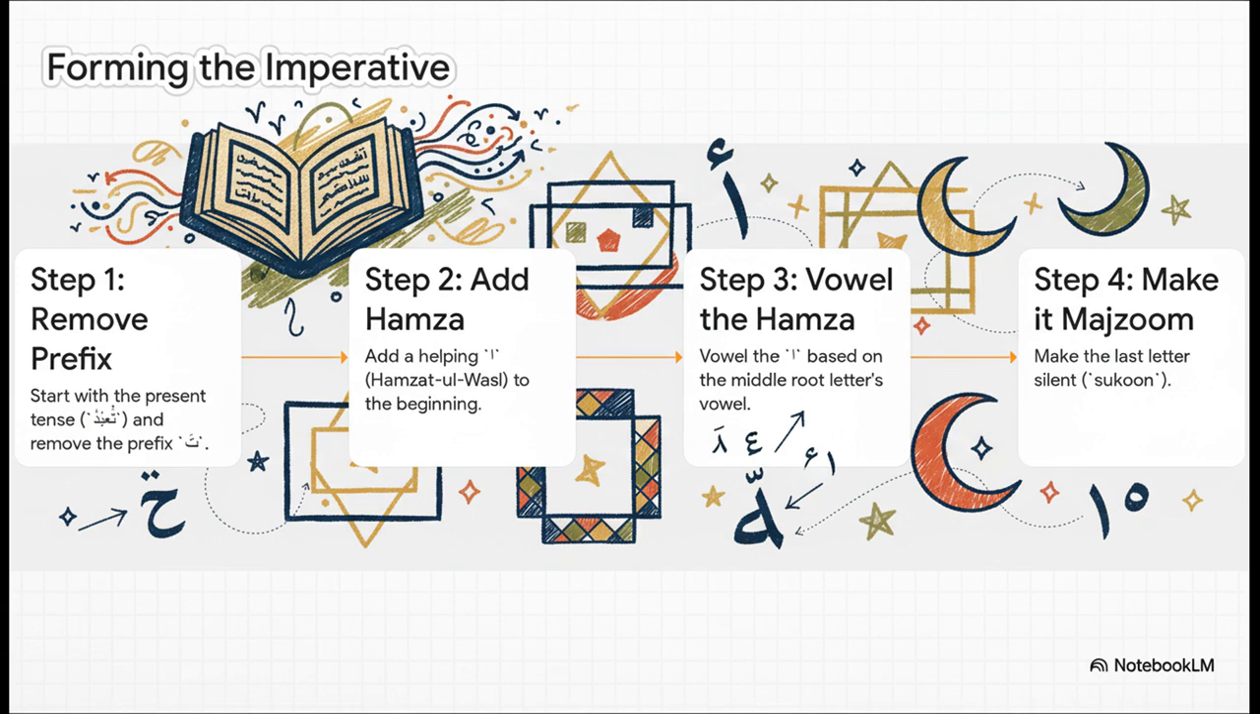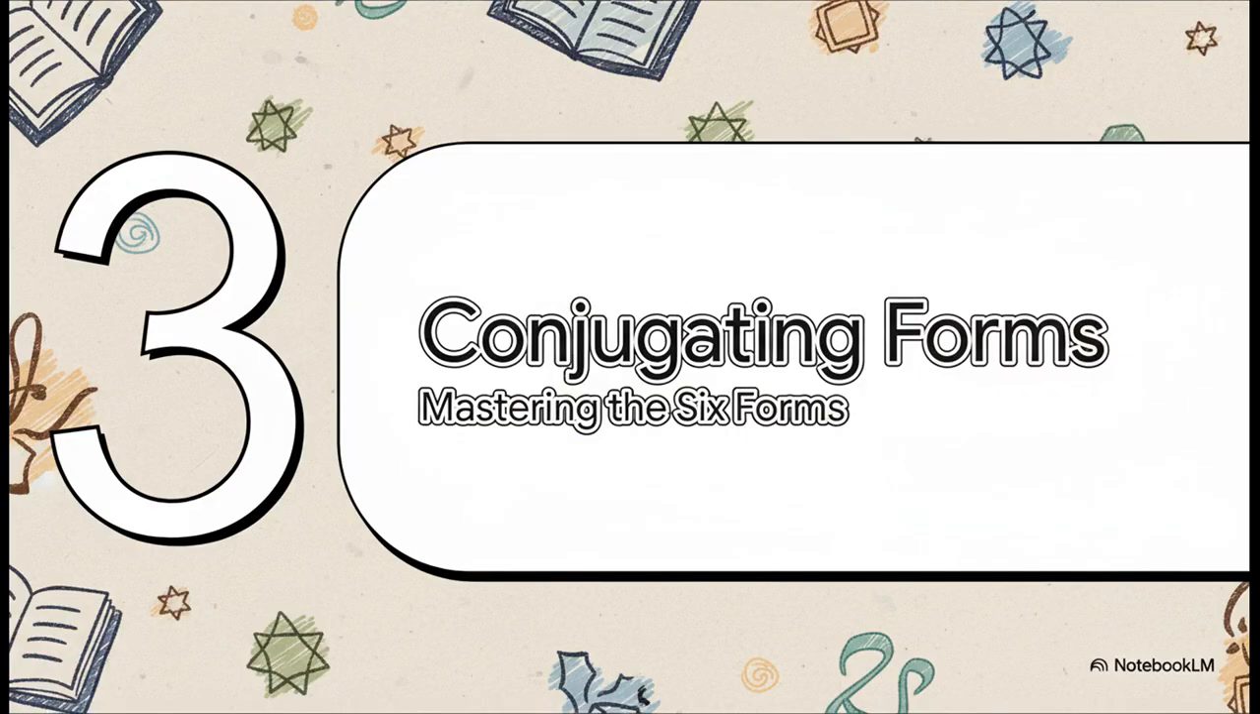And finally, step 4, we make it a command by putting the last letter in a state called Majzoom. For now, just know that means changing that final vowel to a silent sukun. And boom, ta'budu becomes u'budu, worship. Okay, so that's the rule for talking to one person. But what about everyone else?